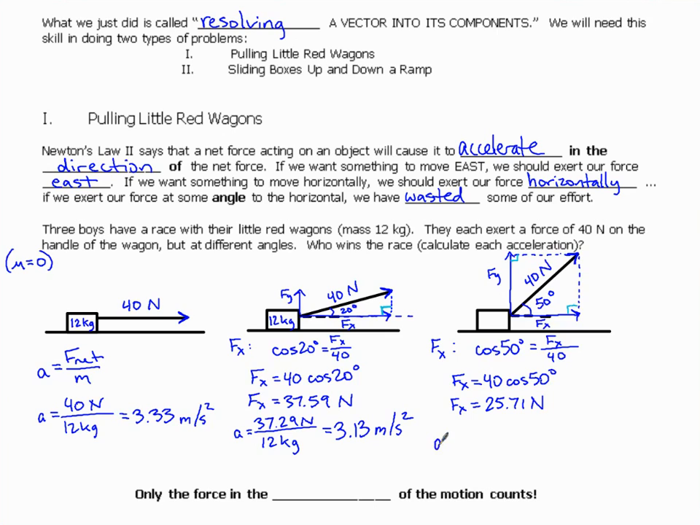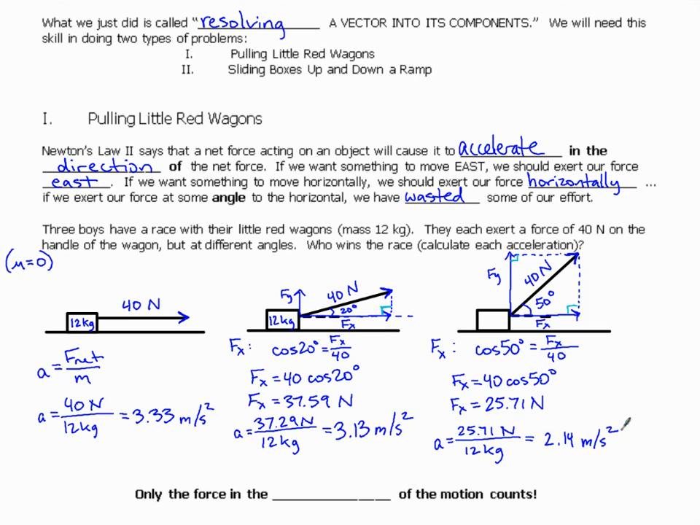So calculating the acceleration, the net force is the horizontal component, 25.71 newtons, wagon mass 12 kilograms, and we find that the acceleration here is 2.14 meters per second squared.